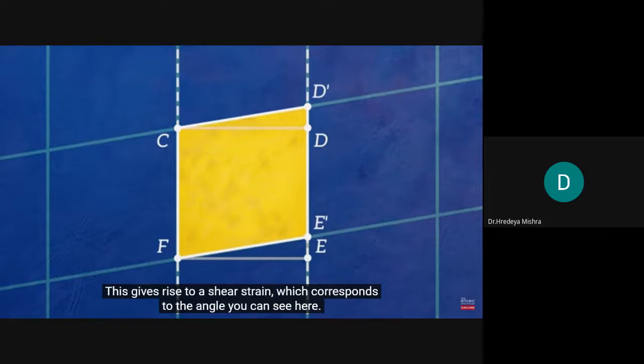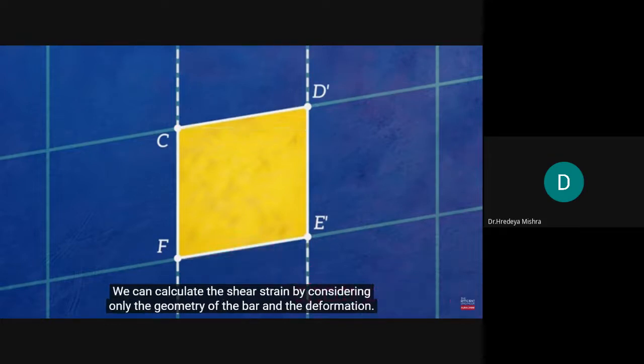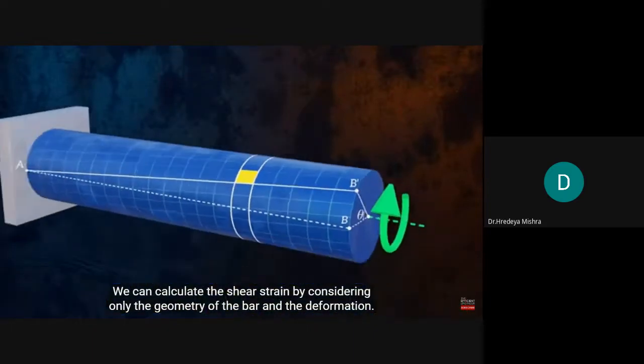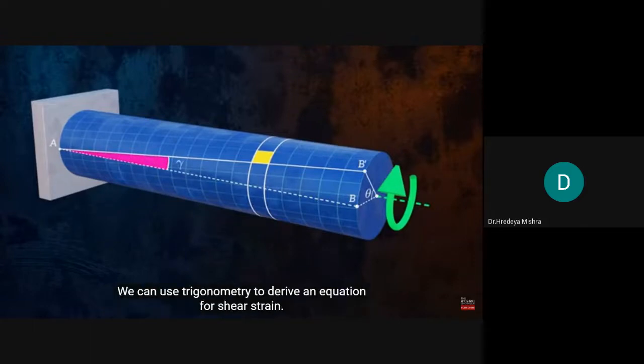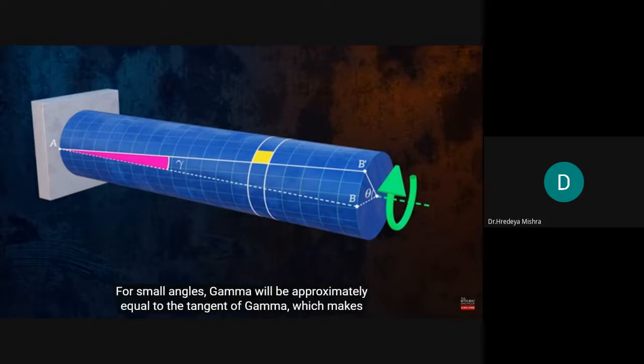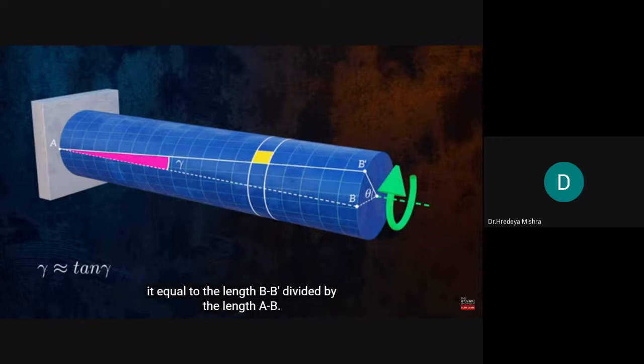This gives rise to a shear strain, which corresponds to the angle you can see here. We can calculate the shear strain by considering only the geometry of the bar and the deformation. It corresponds to this angle between AB and AB prime. We can use trigonometry to derive an equation for shear strain. For small angles, gamma will be approximately equal to the tangent of gamma, which makes it equal to the length BB prime, divided by the length AB.